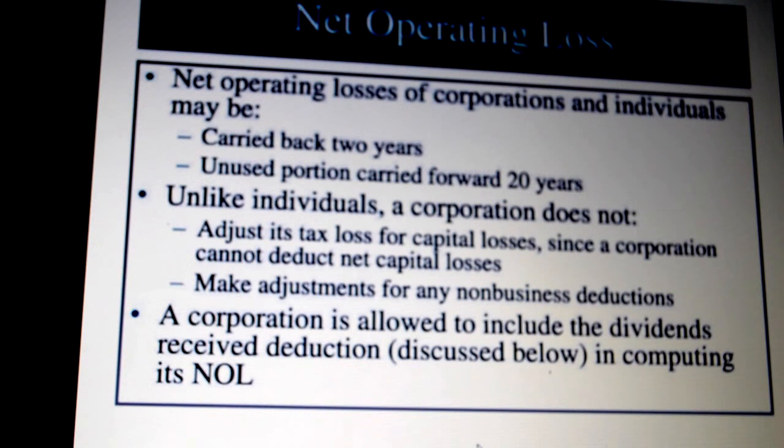Net operating losses. As for individuals, the net operating loss of a corporation generally may be carried back 2 years and forward 20 years to offset taxable income for those years. Similarly, a corporation also may elect to forego the carryback period and just carry forward the net operating loss.